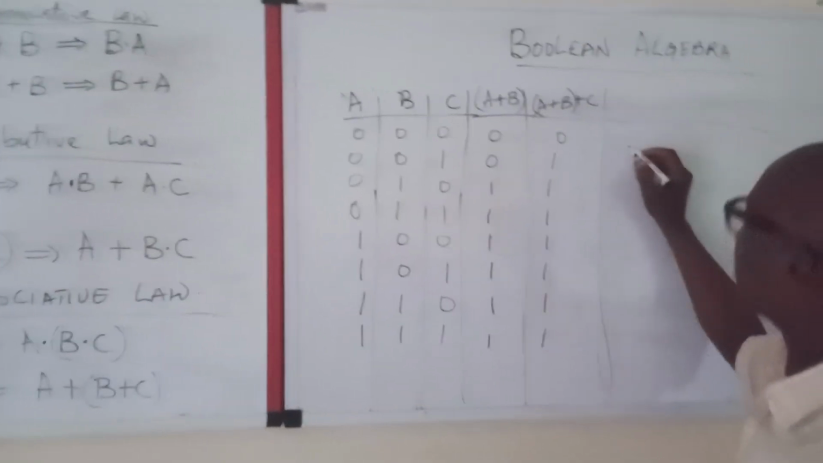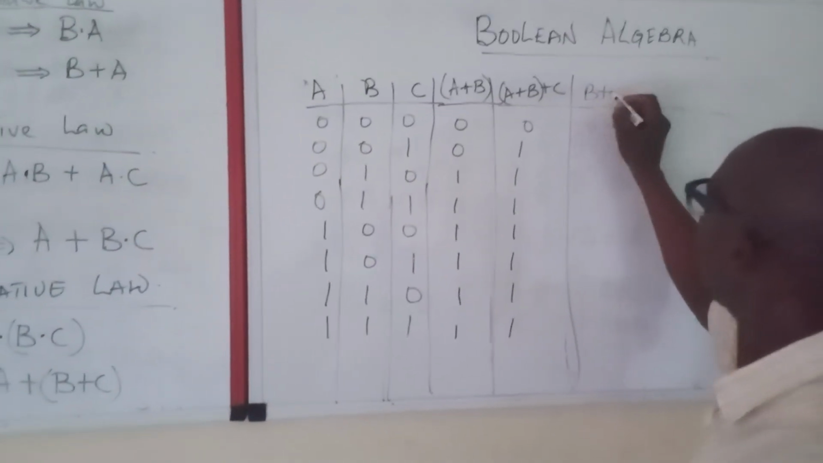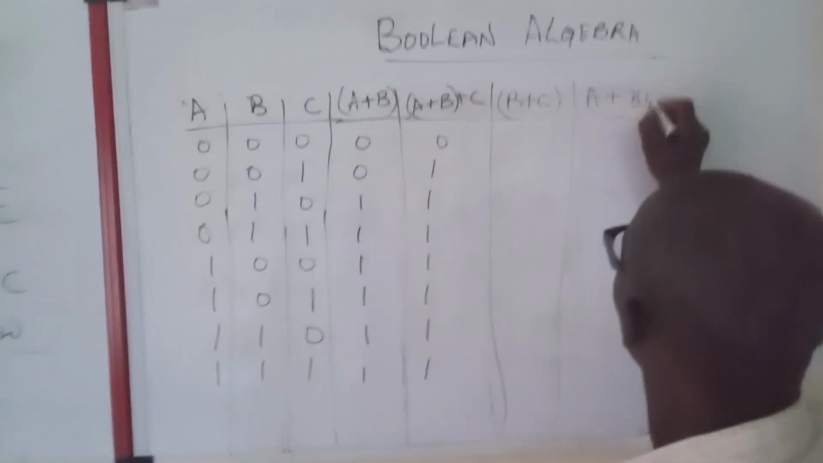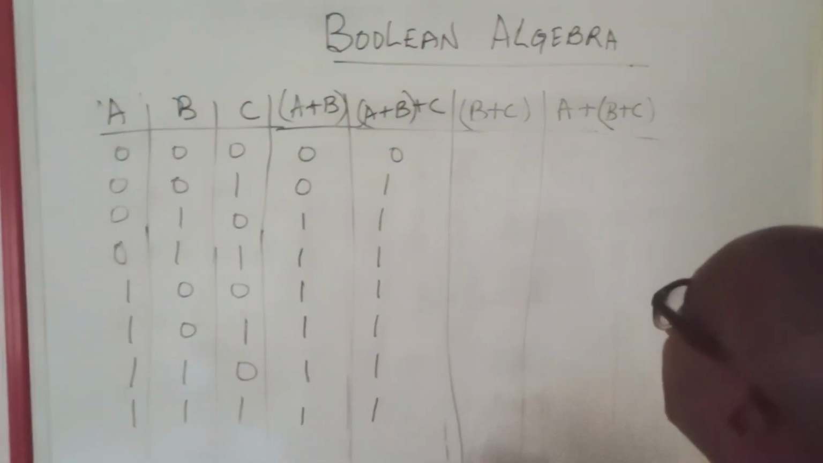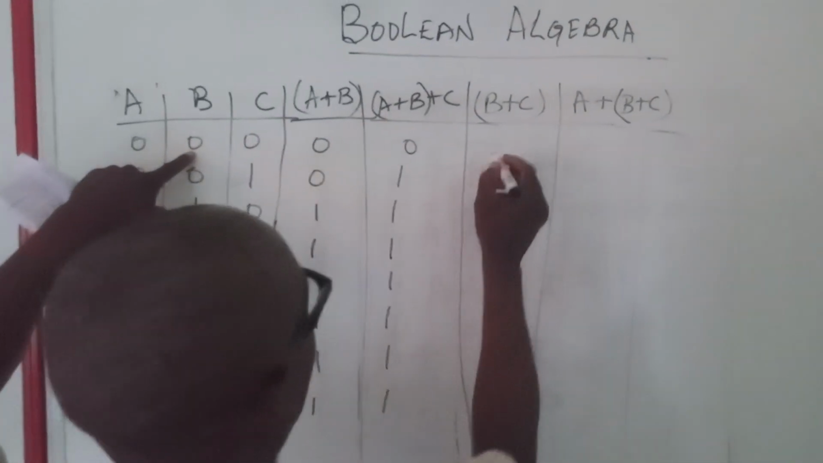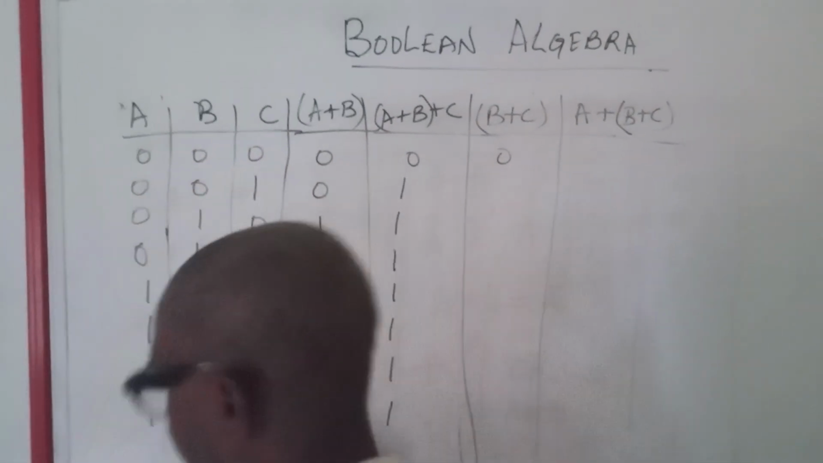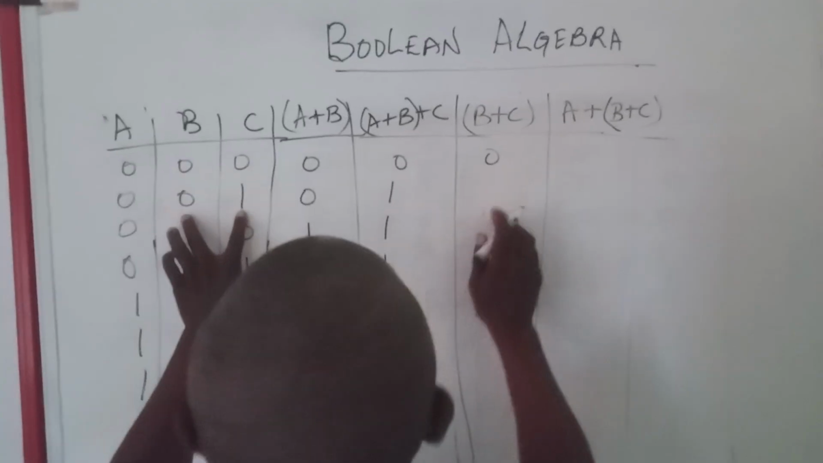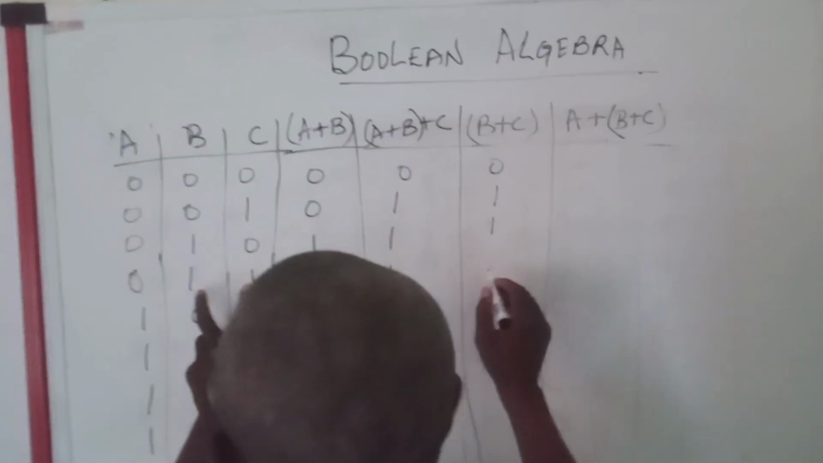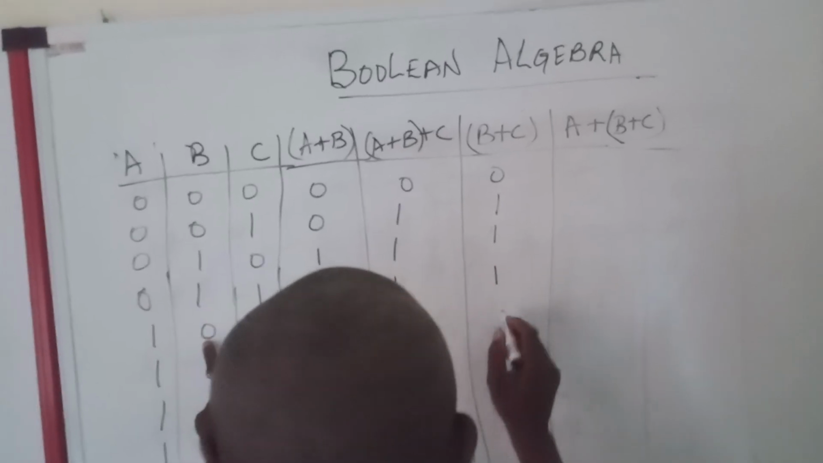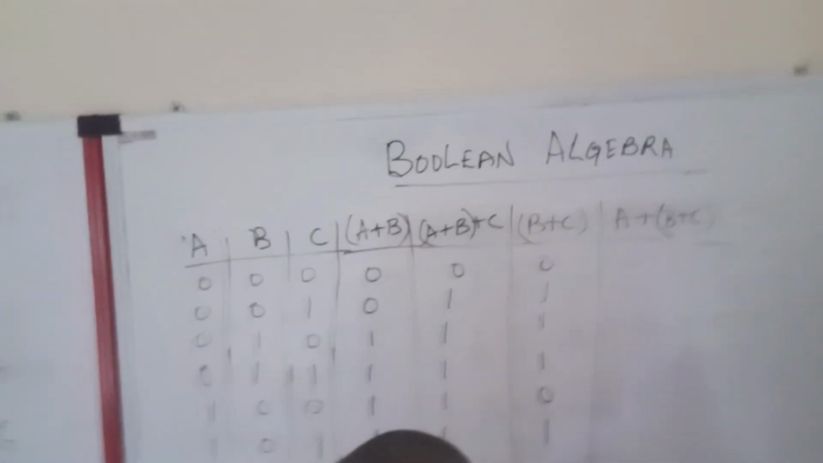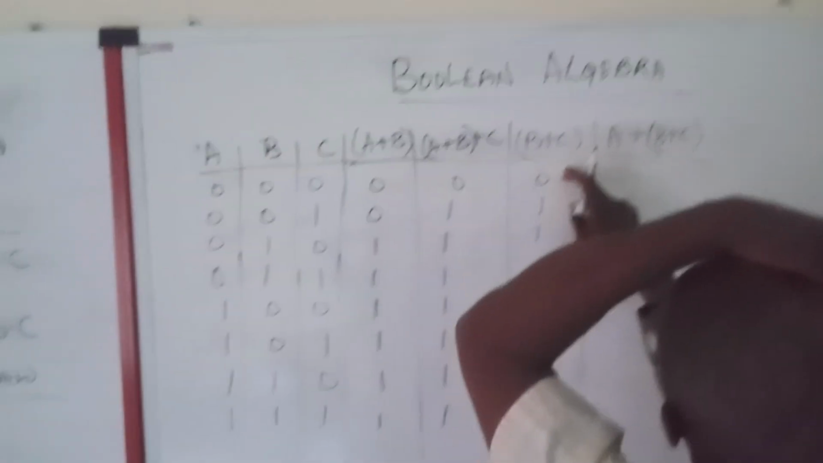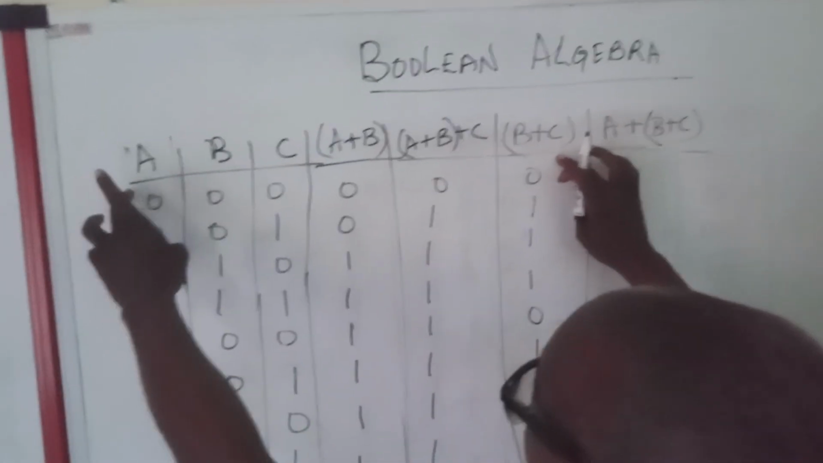Now the right-hand side of the expression, we have B or C, and then we have A or B or C. Now B or C, we have 0 there, we have 1 there, we have 1 there, we have 1, we have 0 there, we have 1 there, we have 1 there, and we have 1. Now A or B or C, now we are going to OR A and this.